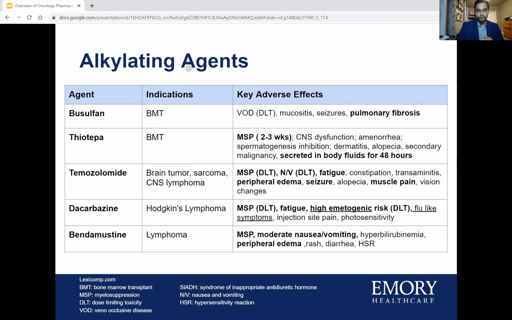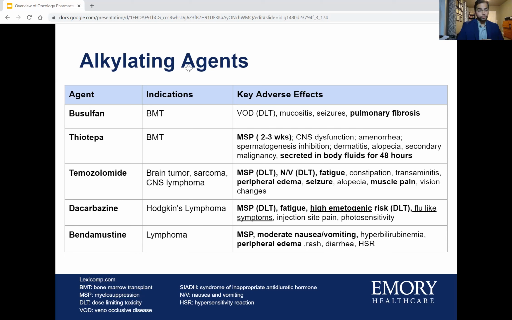It's more common than we'd want it to be. So if a patient presents to you and they're having progressive difficulty breathing, then you can start suspecting this patient might be suffering from pulmonary fibrosis related to busulfan, and then you can catch it before the oncology team catches it. The next drug is thiotepa.